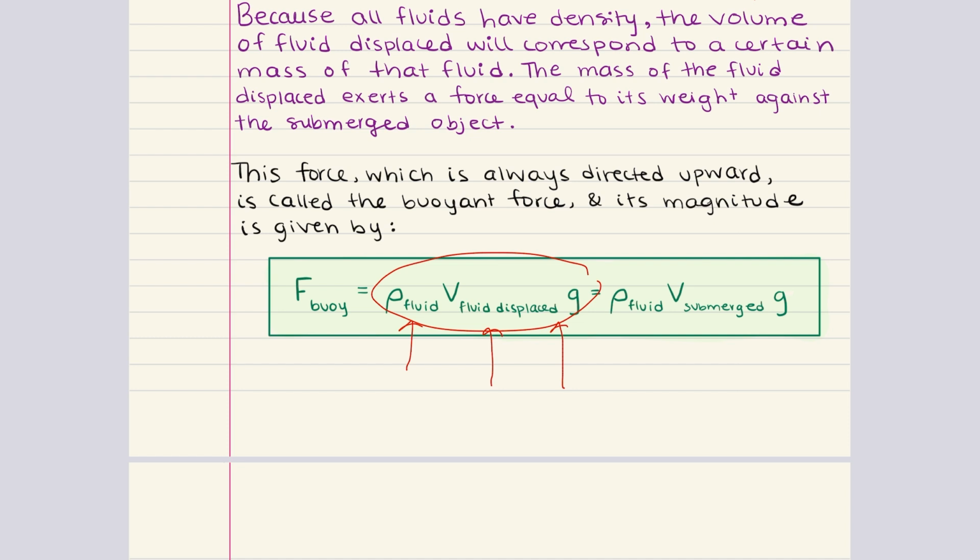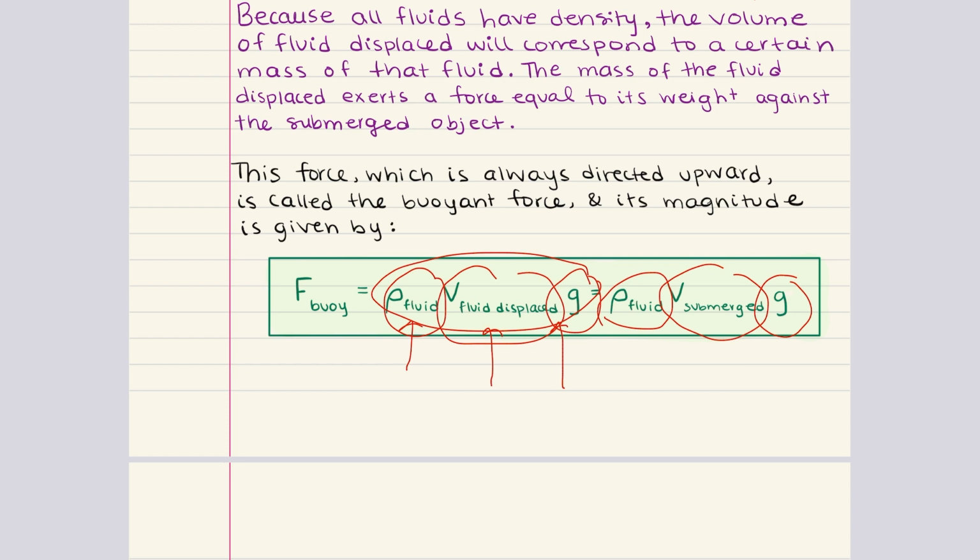And here what we see is that this force, again, is equal to the density of the fluid multiplied by the volume of the fluid displaced by the object multiplied by the acceleration due to gravity. And this is equal to the density of the fluid in which the object is submerged multiplied by the volume of the part of the object that's submerged in the fluid multiplied by the acceleration due to gravity. Keeping this in mind, let's discuss what this means.